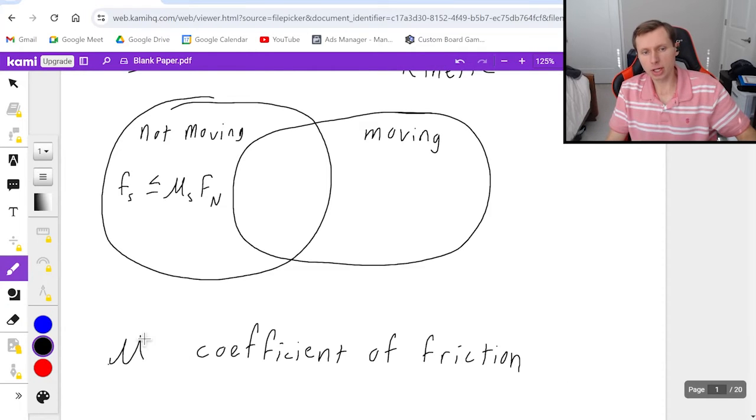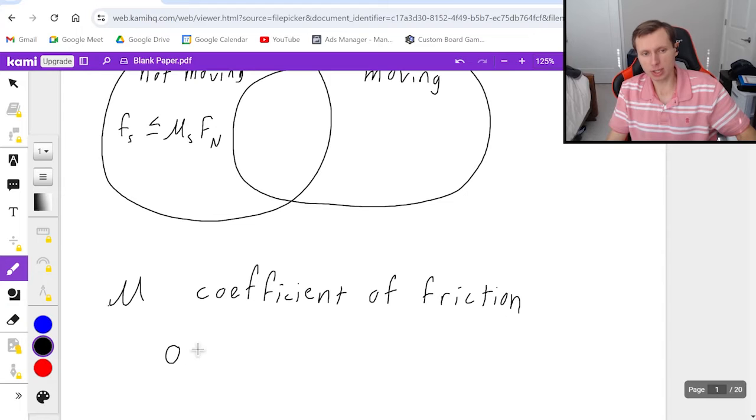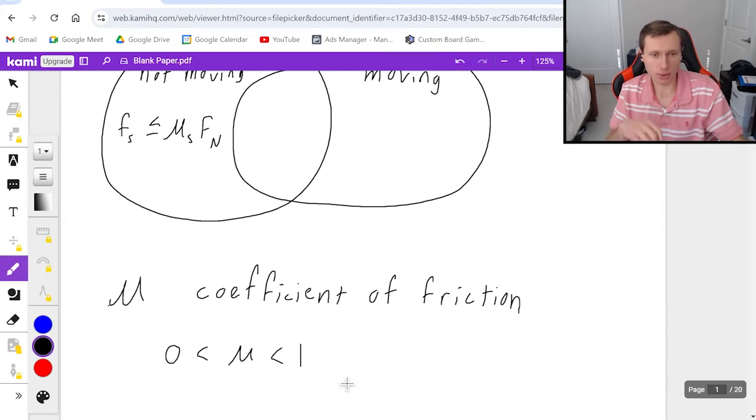And usually the coefficient of friction is between 0 and 1. For instance, 0.2, 0.8, 0.5, whatever. Technically, the coefficient of friction can be greater than 1, but you usually don't see examples of that. And it cannot be less than 0. You cannot have a negative coefficient of friction. Usually this is a value they give you in the problem or you're solving for it.